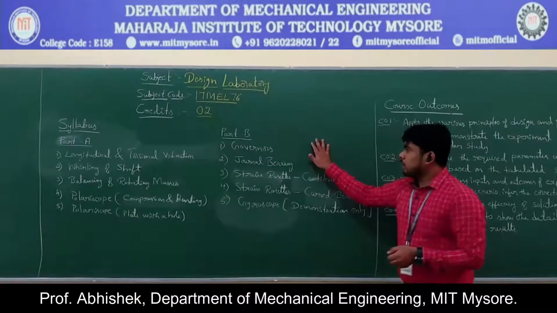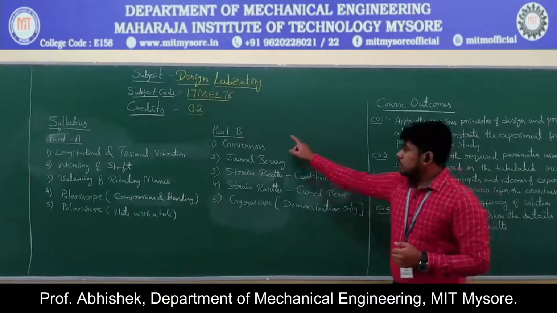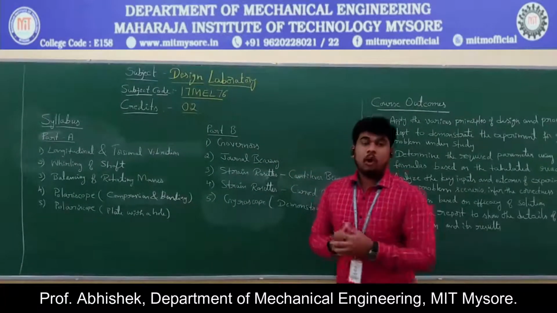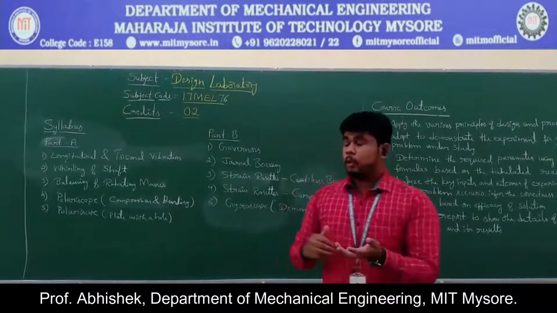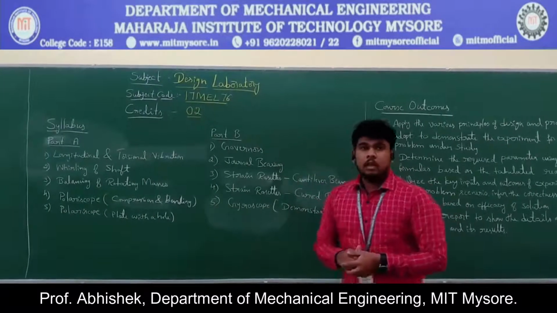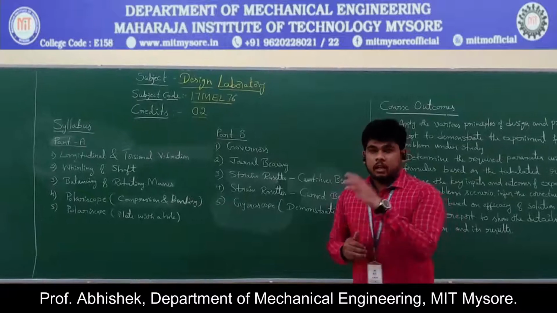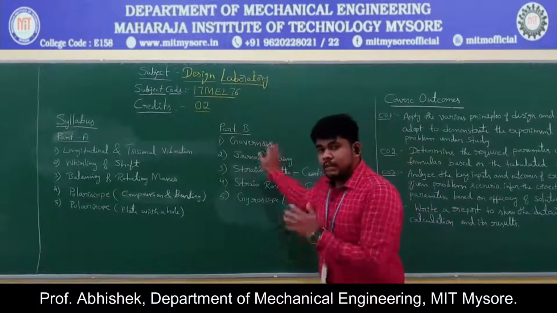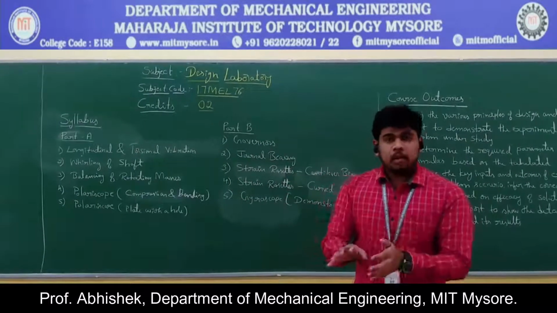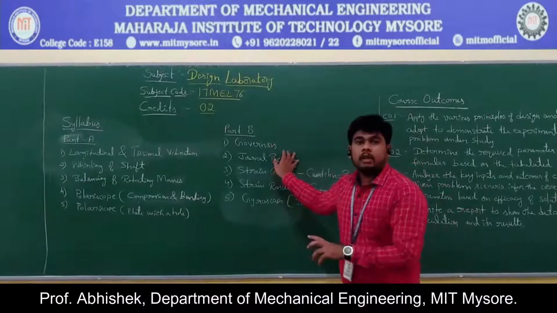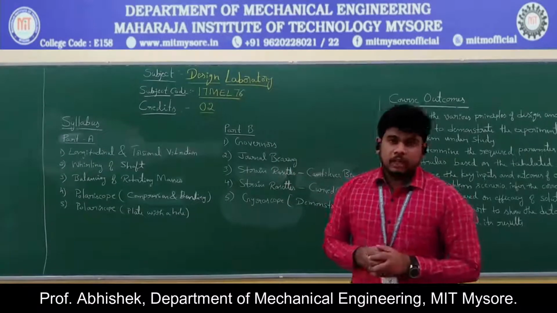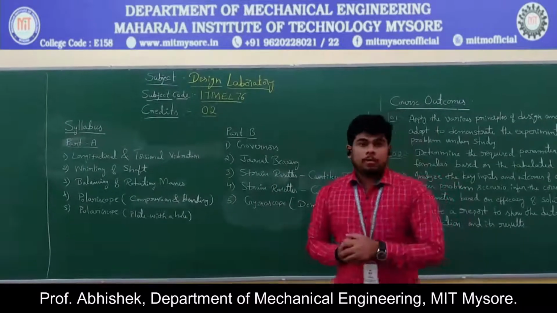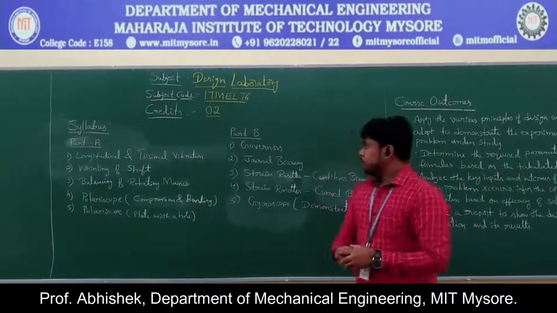These are the syllabus under part A. Let us now know about part B. Under part B, the first one is governors. I think you all know about the working of governors. In the dynamics of machinery subject, there are 2 types of governors, Porter governor and Hartnell governor. But here in the design lab, you are going to conduct the experiment on Porter governor. In Porter governor, you are going to find the frictional resistance, governor power, governor effort, as well as plot a graph of the controlling force.